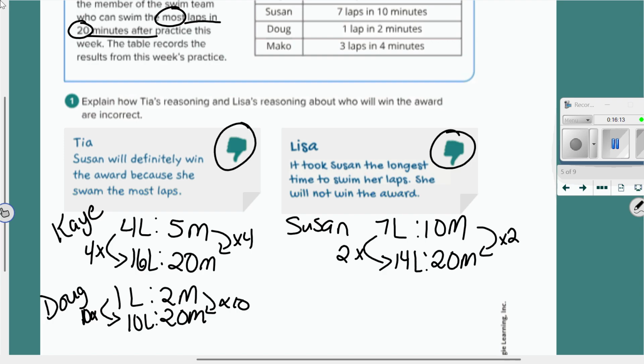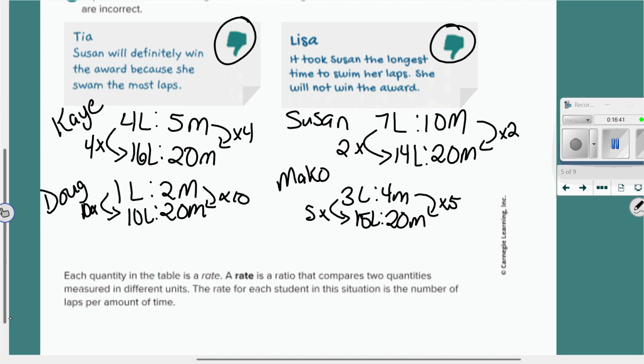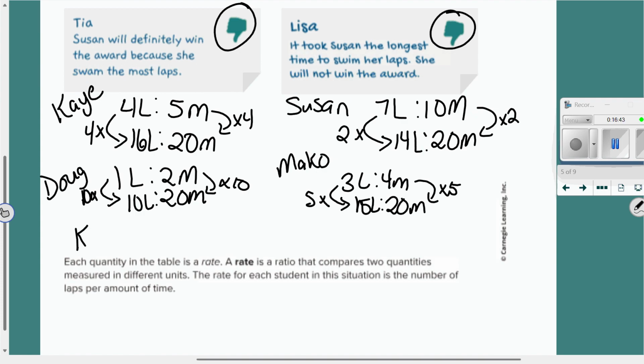And then Mako, who did 3 laps in 4 minutes. So what do you do to get to her 20 minutes? Times 5. So 3 times 5? 15 laps. So looking at this, who swam the most laps in 20 minutes? Kay. Kay wins the award.